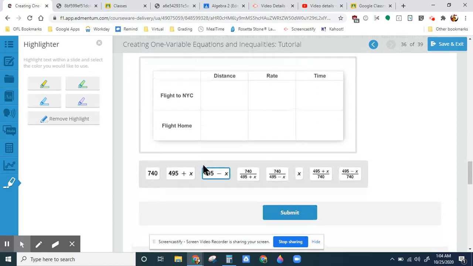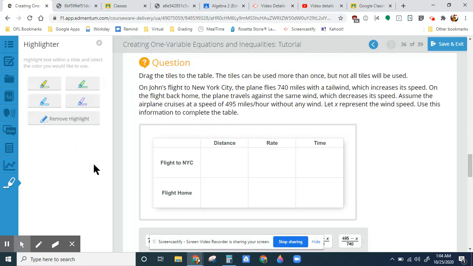All right. Now we're going to start solving this one. So again, it helps using the calculator. So John's flight. So here we go. Here's John. Let me get all of John in there. John took a flight on a plane that flies that many miles with tailwind. So again, they say it right here, tailwind increases the speed. The plane travels against the wind on the return flight home.